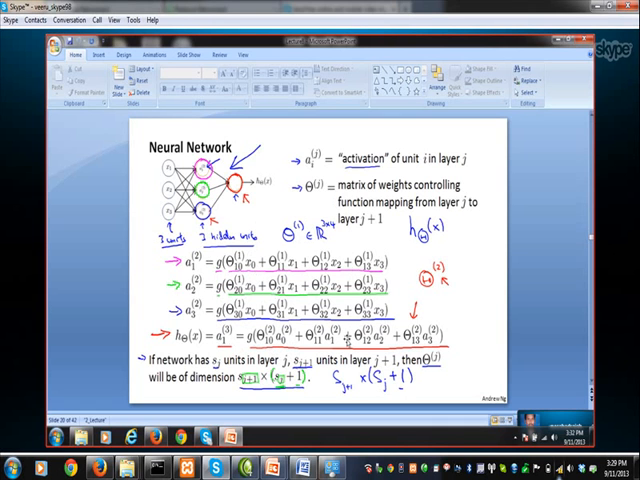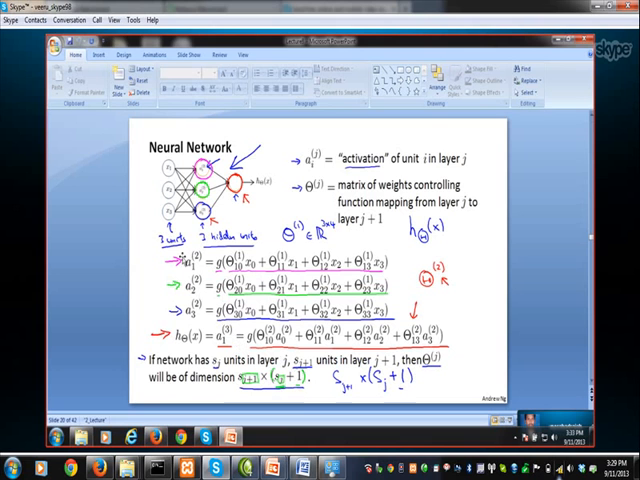Okay. So to calculate the second layer activation functions, you can also multiply this as a matrix. You have seen that matrix. If you want to multiply with a matrix, he is saying that if the network has Sj units in layer j and Sj plus 1 units in layer j plus 1, then theta j will be of dimension Sj plus 1 by Sj plus 1, because you need to multiply with theta with x0 matrices.